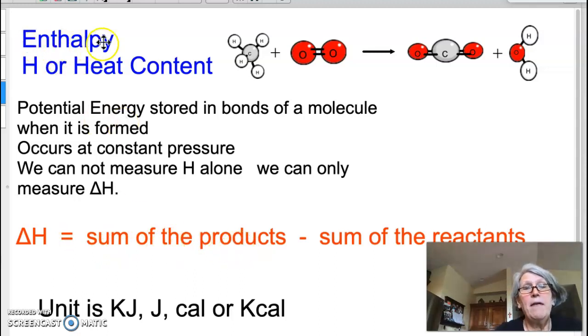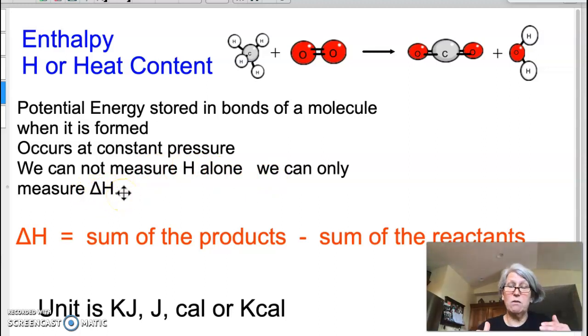So just to recap, enthalpy, remember, means energy or heat content. So potential energy is stored in the bonds of the molecules. That's what I'm talking about here. And when we are at constant pressure, which is most of the time, most of the chemical reactions that we do, we don't have changing pressure. We're doing it at room pressure, so that pressure stays constant. And we cannot measure heat alone. We can only measure a change in heat.